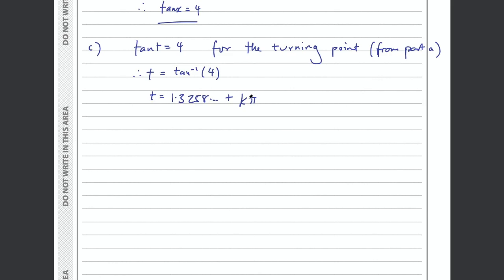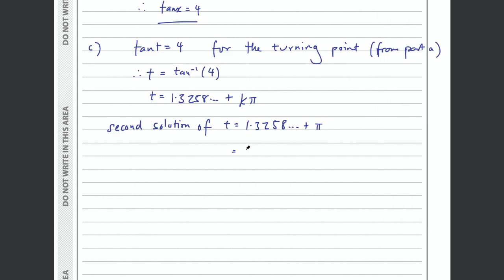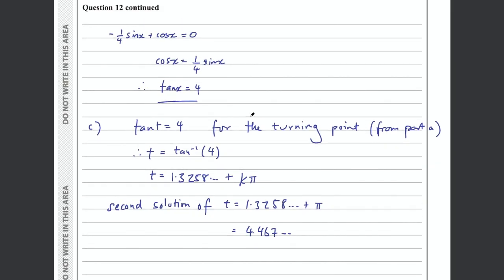So these would be the solutions for t, and then we want the second solution. So the second solution would be plus pi. We just need to do it once for the second solution. This would be 1.3258 plus pi, and for that, let's take that answer, add pi, and I get 4.467 approximately, 4.467, and then plugging that into the function h of t.